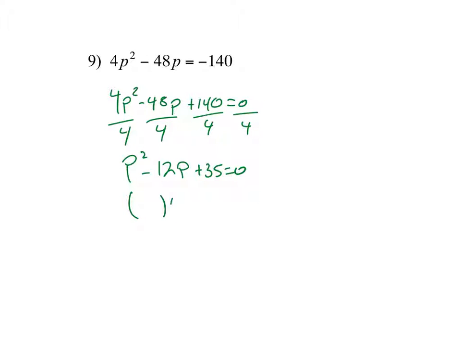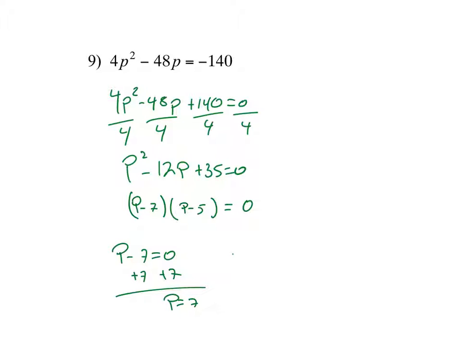So two numbers that multiply to give you 35 and add to give you 12. They are positive 7 and positive 5, or sorry, they are negative 7 and negative 5. So that means that p minus 7 equals 0. Add 7 on both sides. So that means that p equals 7, or p minus 5 equals 0. So add 5 on both sides. So that means that p equals 5.